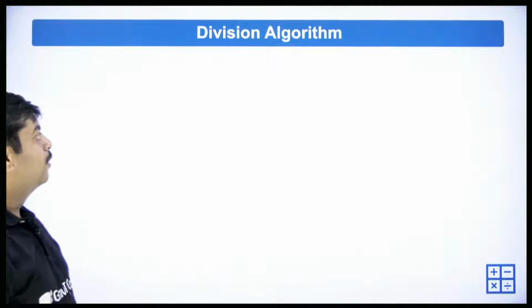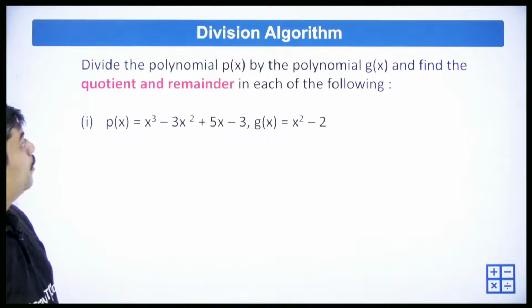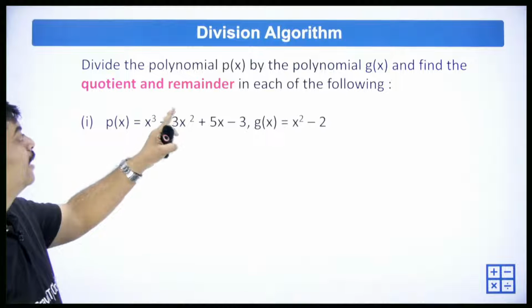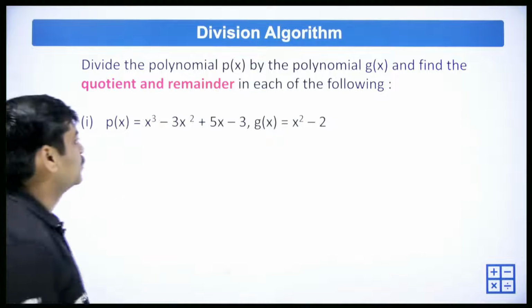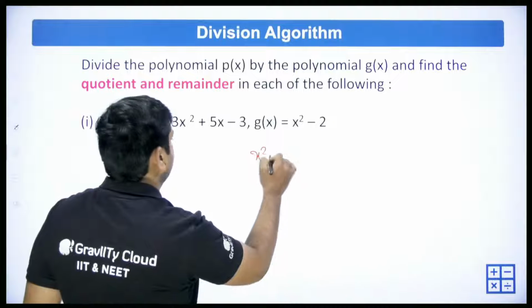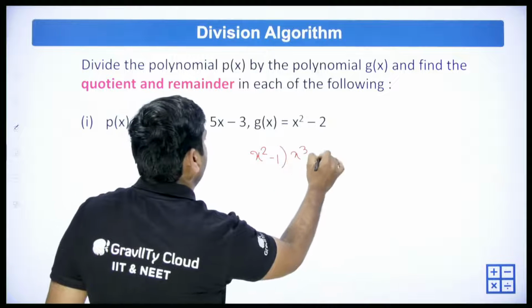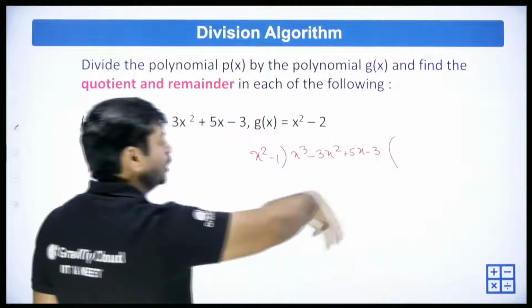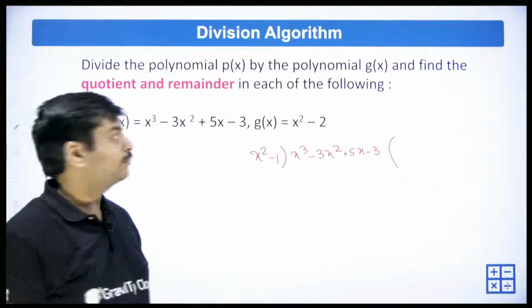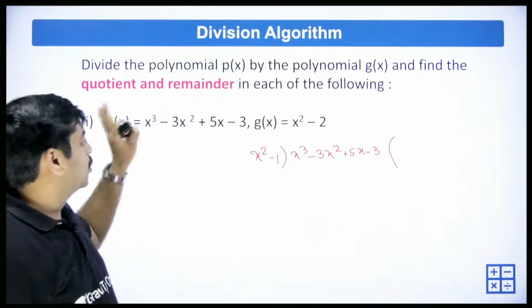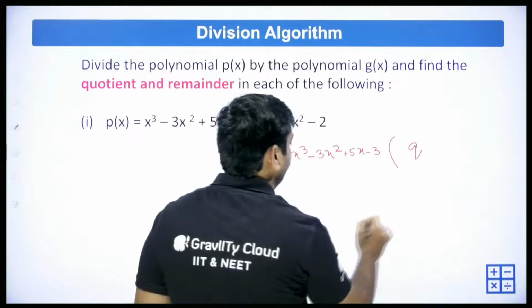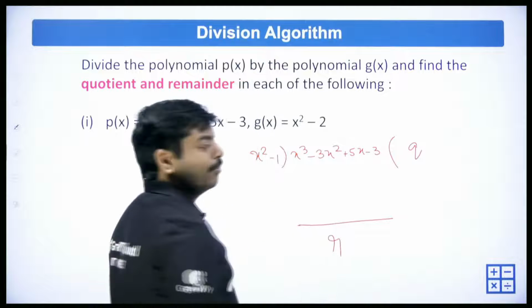So let's move ahead for one more. Divide the polynomial p of x by the polynomial g of x and find the quotient and remainder in each of the following cases. The same thing we have discussed, right? So x square minus 2 will be here, x cube minus 3x square plus 5x minus 3. You need to divide with the division algorithm, whatever we have done, and find the quotient and remainder. Whatever you get here becomes the quotient. Whatever you get in the final becomes the remainder.